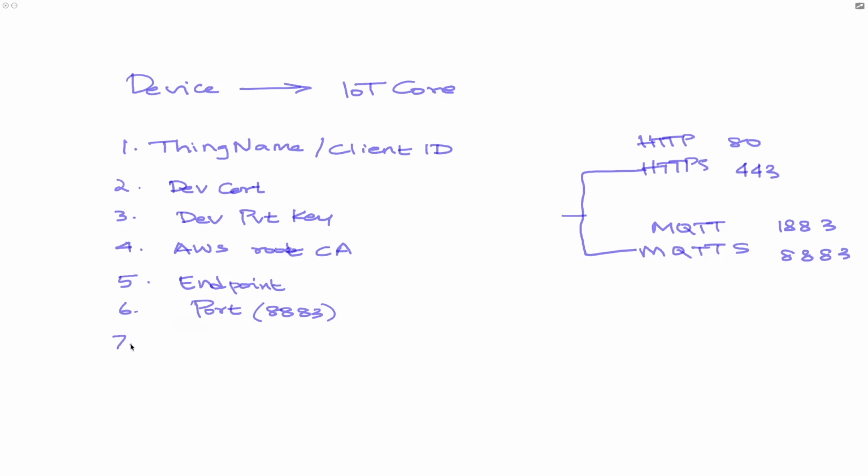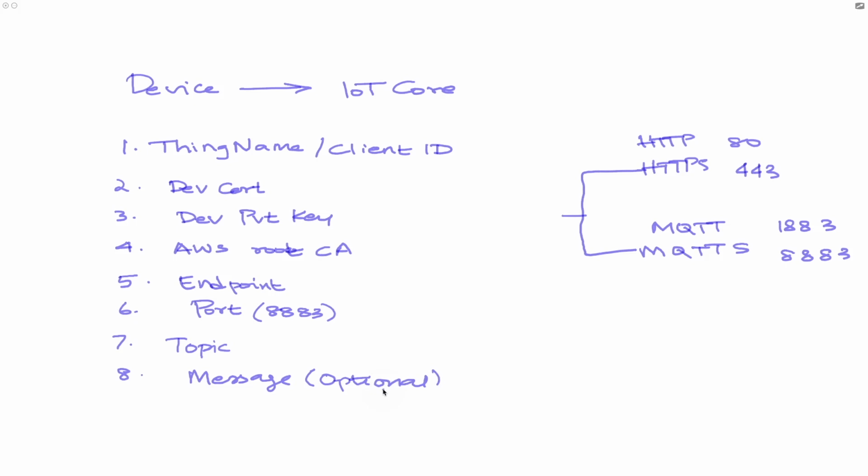After this, if we are publishing, we need to know what topic name we can publish to. And then we also need the message, which is optional, because if we are subscribing, we will only be listening to any other device sending messages. So these are some of the things we need.